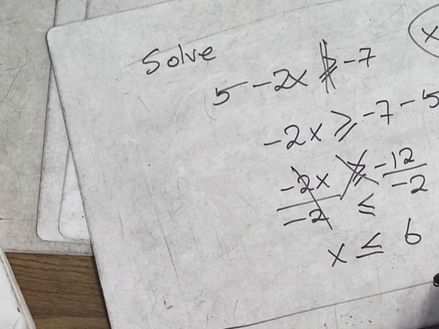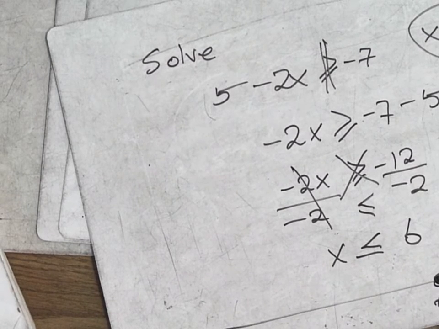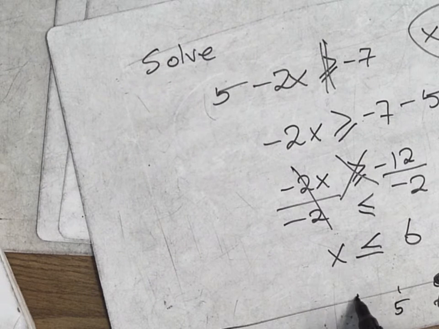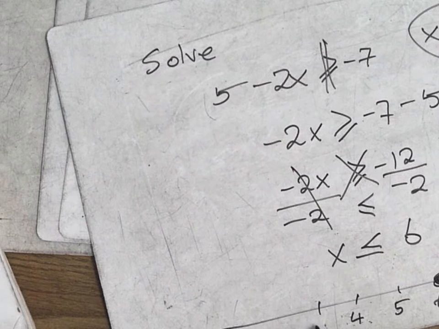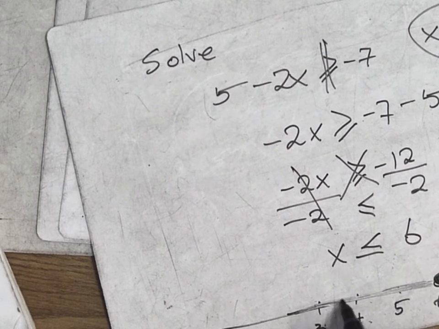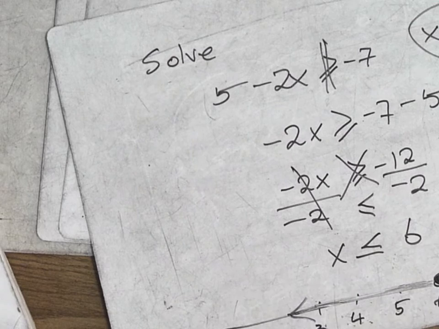So close dot at 6. Now I have to go less than 6. What's less than 6? 5. Why aren't I putting in dots this time? Because I'm going to put in a thick heavy line. You'll see no dots anyway. So a thick heavy line and an arrow to show it goes forever.